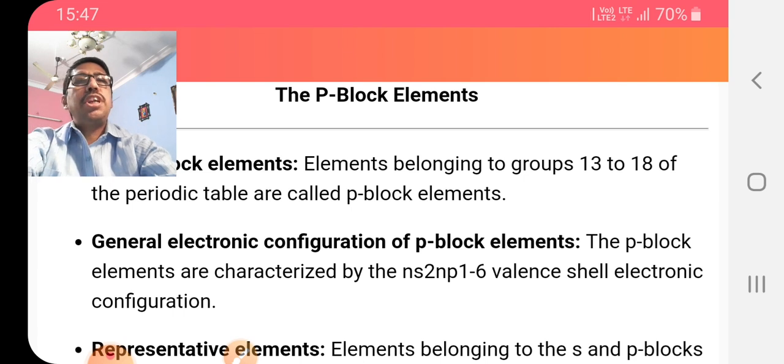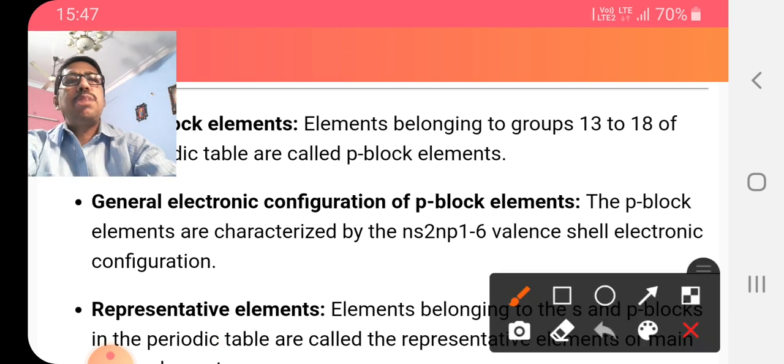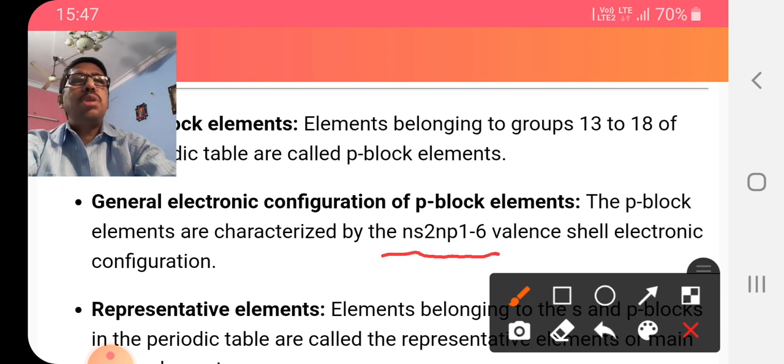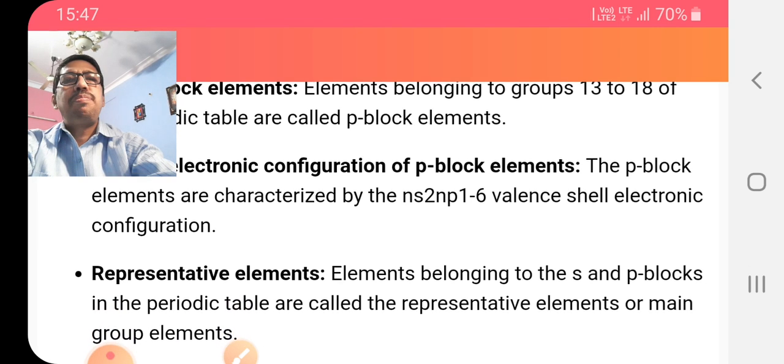Now move on to the next point, general electronic configuration of p block elements. How can one write the general valence shell electronic configuration of p block elements? It has the general valence shell electronic configuration ns2 np1 to 6, and all those elements which follow this valence shell configuration are known as p block elements.